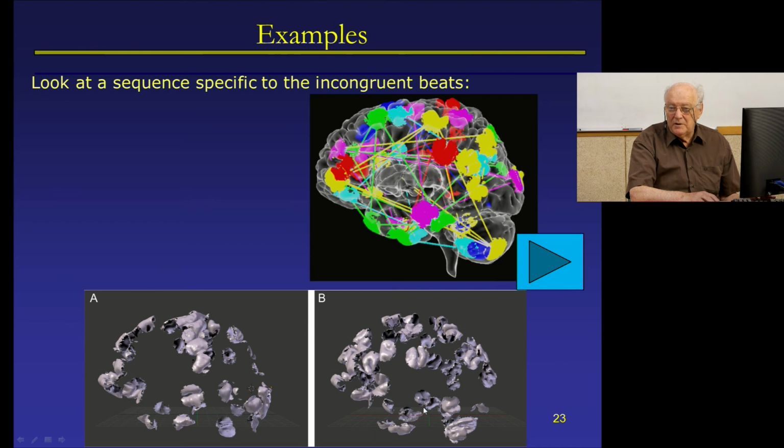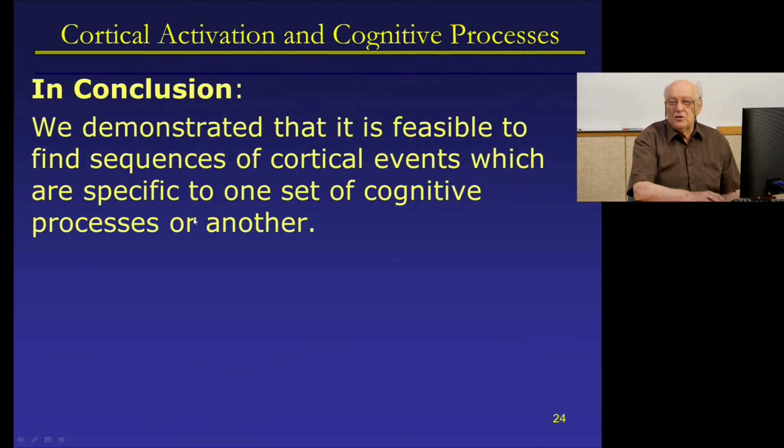One may be tempted to call these networks of places associated with congruent or incongruent bits. But recall that what we are seeing is not just the position of these things, but also the exact sequence of their occurrences. So in conclusion, we demonstrated that it is feasible to find sequences of cortical events which are specific to one set of cognitive processes or to another.